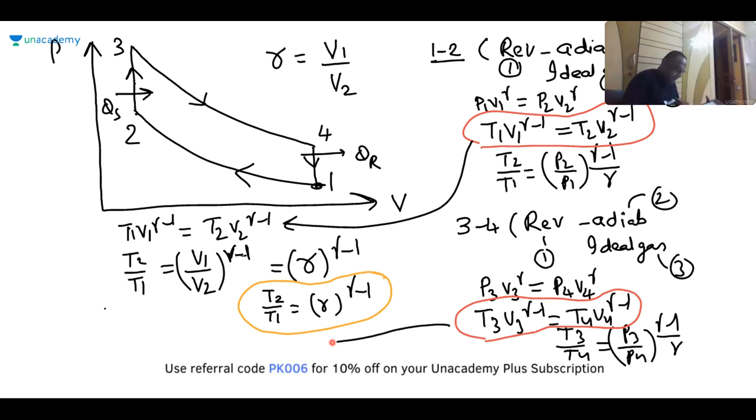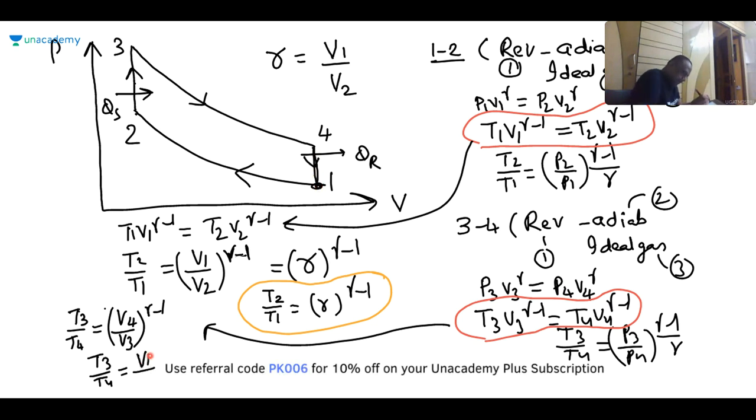I take this equation: T3 by T4 is equal to (V4 by V3) power (gamma minus 1). Excellent. Can you tell the relationship between V4 and V1? It is a constant volume. This is on the volume axis. Volume 4 and volume 1, it is a constant volume. V4 is V1. Similarly, 2 to 3 is a constant volume, so 3 and 2 are the same. Therefore, V3 can be written as V2.